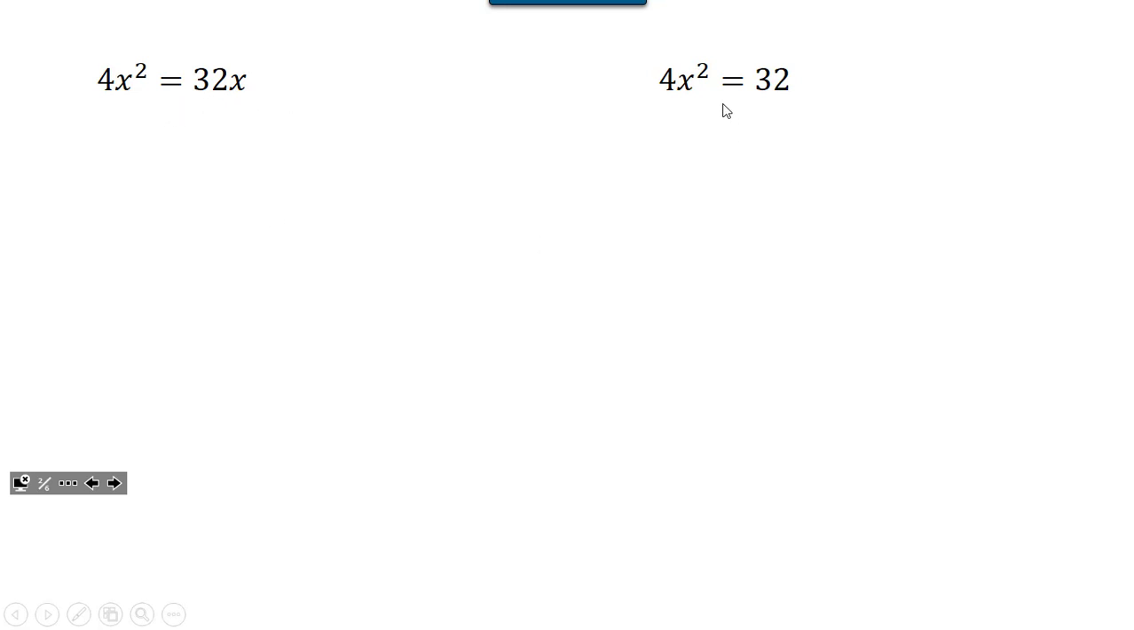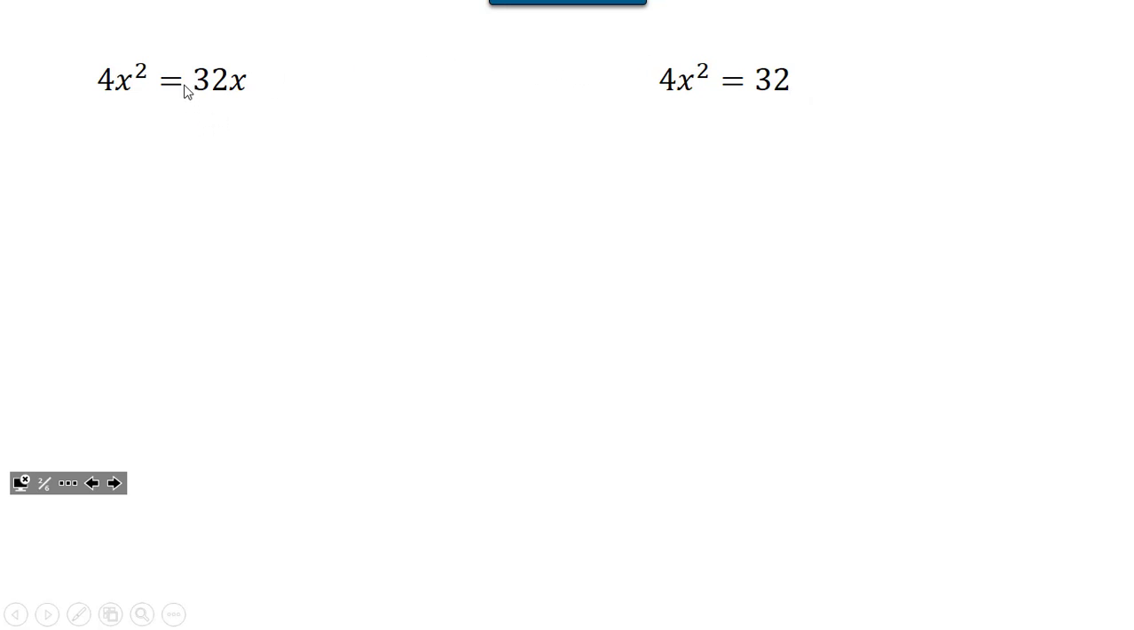And on the right over here, I have that 4x squared equals 32. So the only difference is here, this one has an x on the 32, and this one does not have an x on the 32. But the way that I would go about solving these is very, very different.